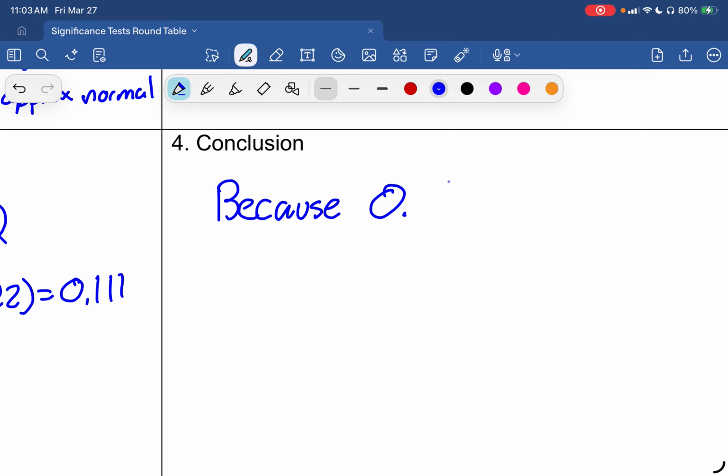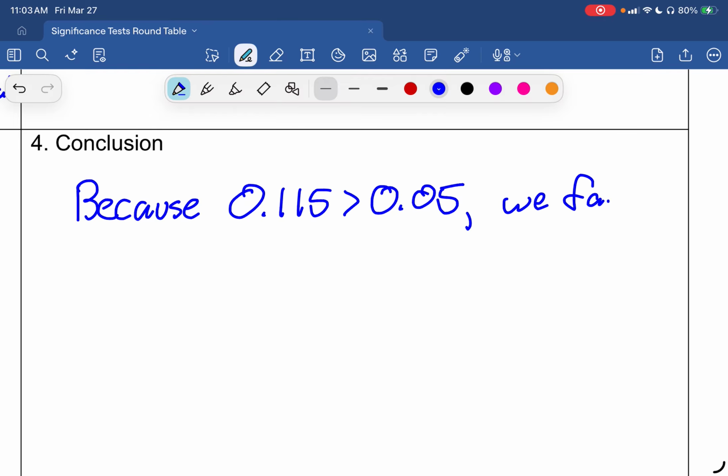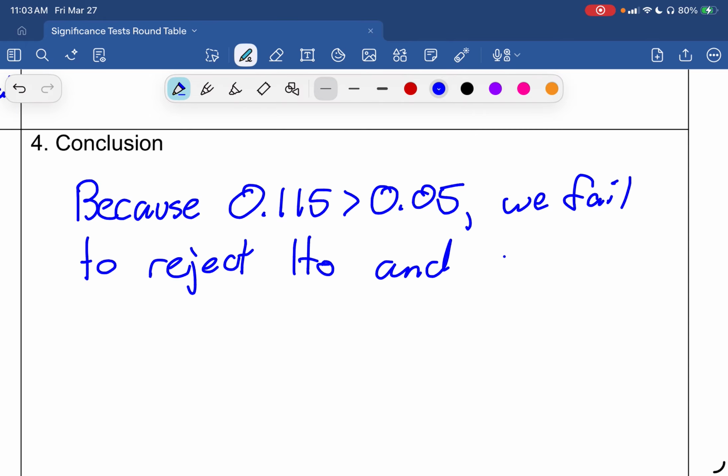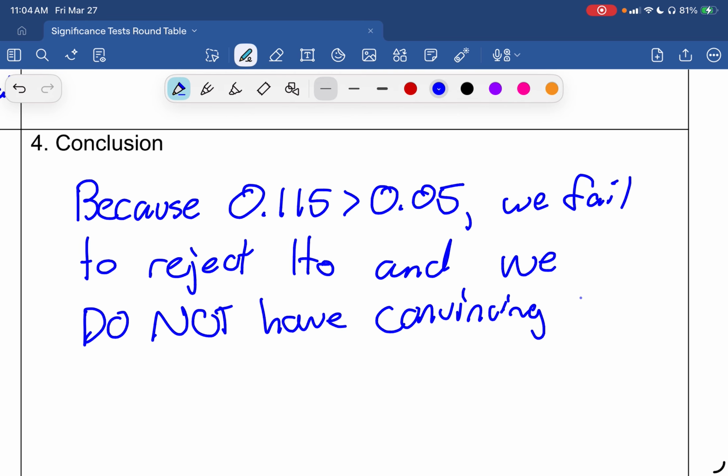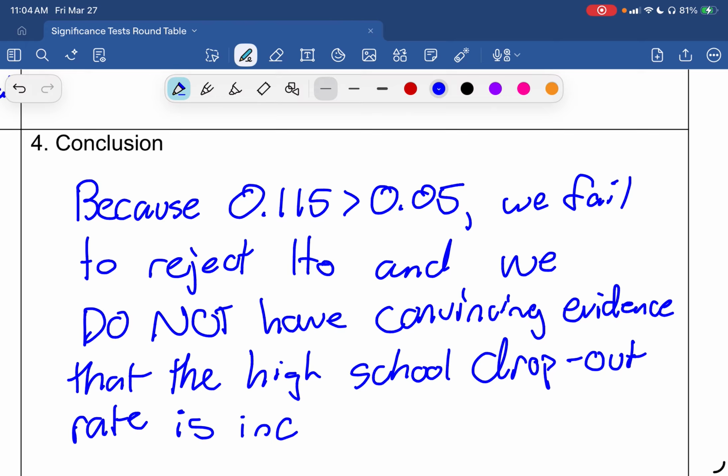So we're going to do our conclusion. Because 0.115 is greater than our alpha value of 0.05, we fail to reject our null, and we do not have convincing evidence that the high school dropout rate is increasing.